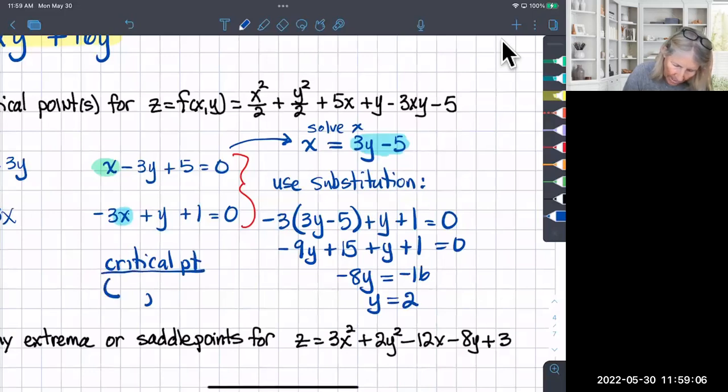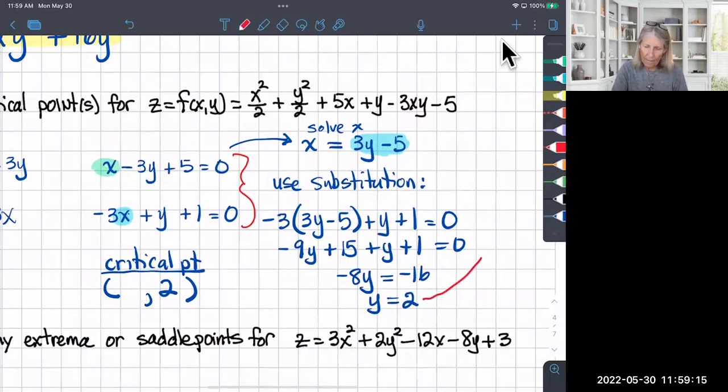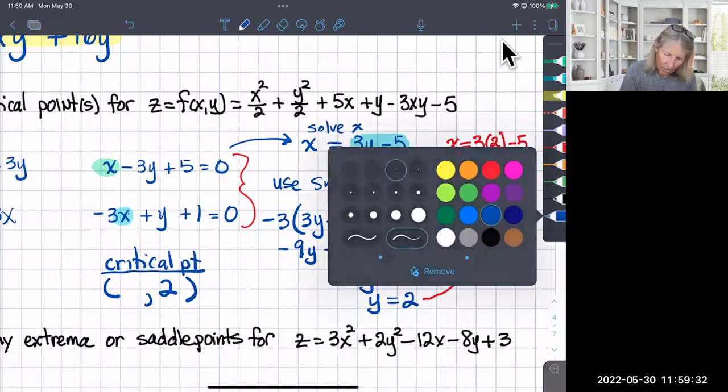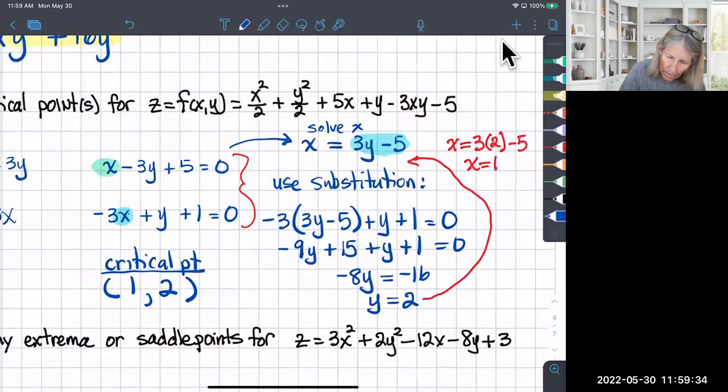So there's an x, a y, and a z, depending on what they ask for. So I got the y value of 2. Let's plug that y value back up into here and get the x value. So x will be 3 times 2 minus 5. That gives us our x value of 6 minus 5, which is 1. So my critical point is (1, 2).